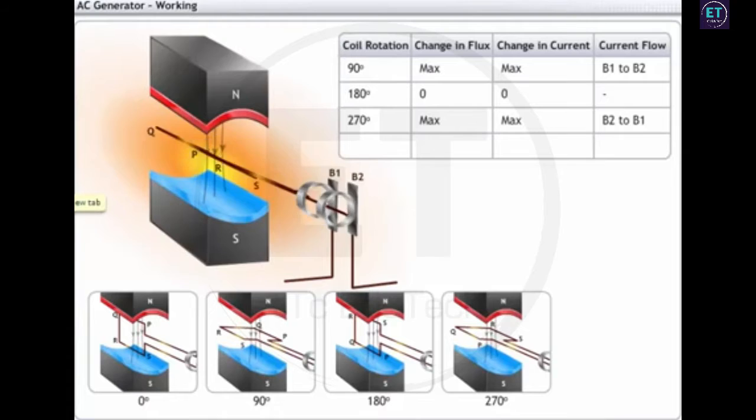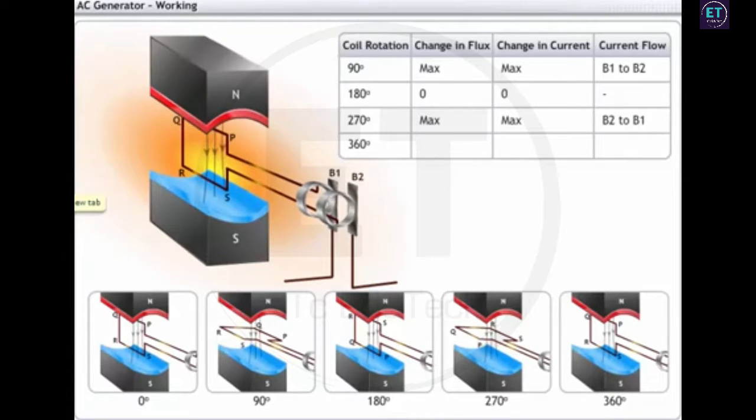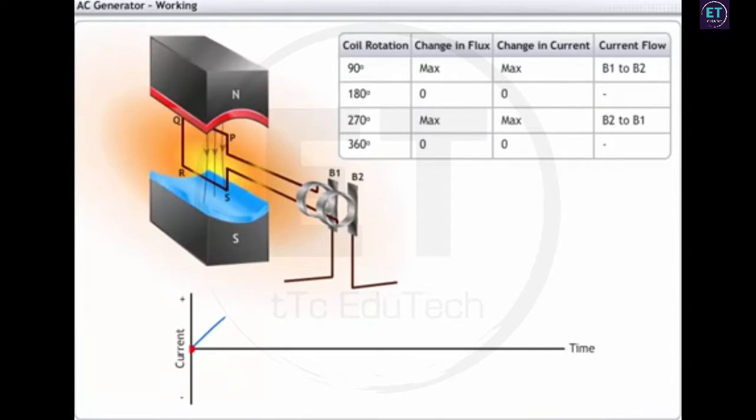On turning further by 90 degrees, the coil completes one rotation of 360 degrees. The change in flux with respect to the initial position is 0 at this point. Hence, the current falls in the same direction and becomes 0. Thus, the current rises and falls for every 180 degrees of rotation of the coil in opposite directions alternately. The faster the coil turns, the greater the frequency of the current produced by the generator.